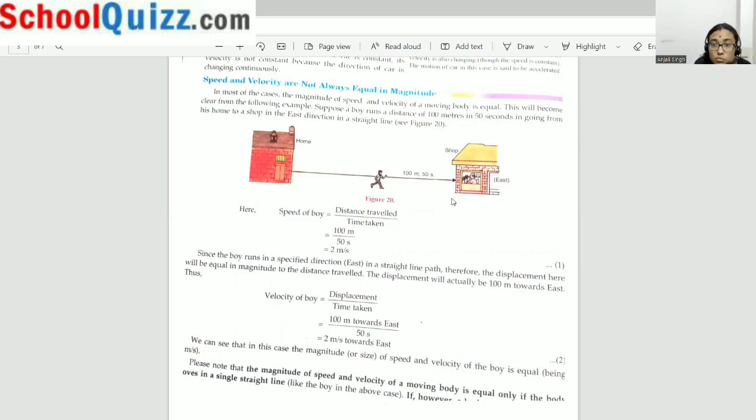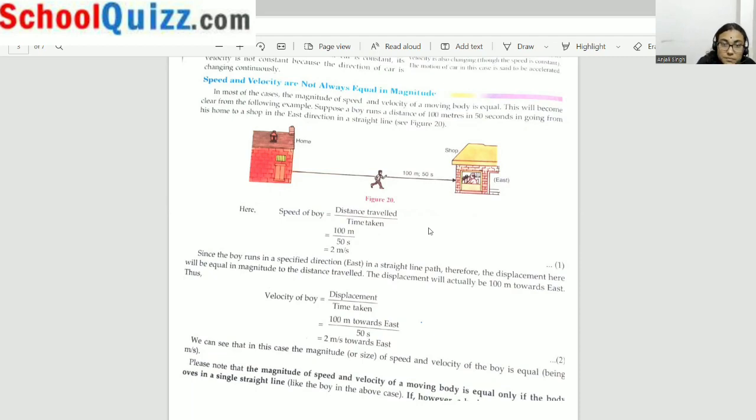Suppose the man has to move from the shop to the home. So in that case, displacement will be 0, as I explained to you earlier, because 100 meter minus 100 meter will be equal to 0. So here the displacement is 0, so definitely velocity will also be 0. But the speed will be 4 meter per second because distance traveled is 100 meter plus 100 meter, that will be 200 meter, and the time taken is 50 seconds. So that will be 4 meter per second.